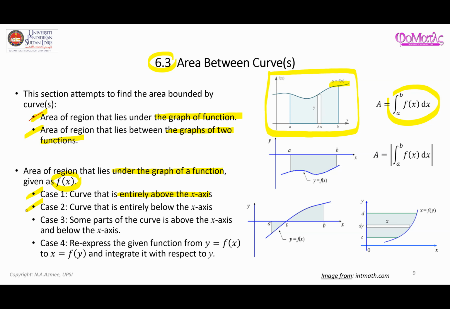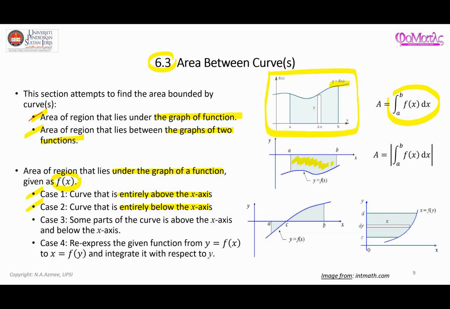Next, you have the second case where the curve is entirely below the x-axis. So therefore, what you need to do is you need to find the absolute value of this integral. And you have seen this before. I've explained this idea before this. When you have the curve which is below the x-axis, then the area obtained here is going to be a negative value unless you use the absolute value here and turn it into a positive result.